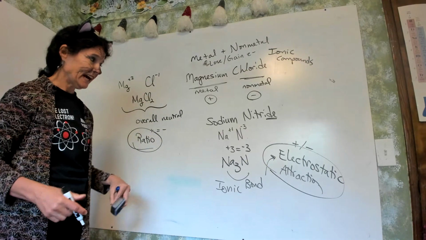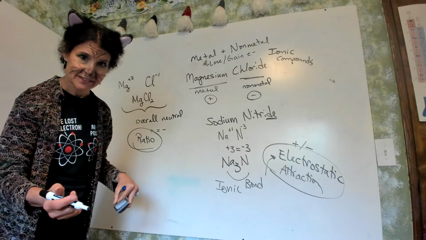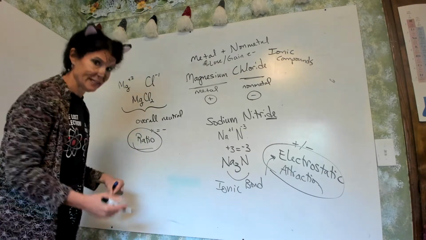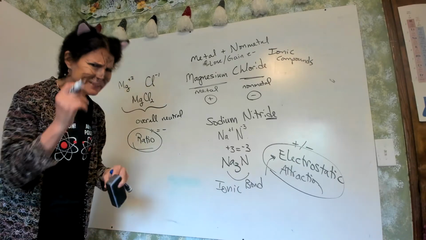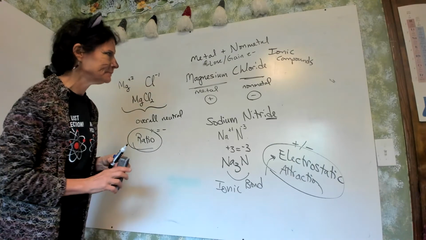So again, if you have a zillion nitrogens, you'd have 3 zillion sodiums. Because you never just, right? One would just be, you'd have to be a gnome. It'd be a really small gnome to see that.